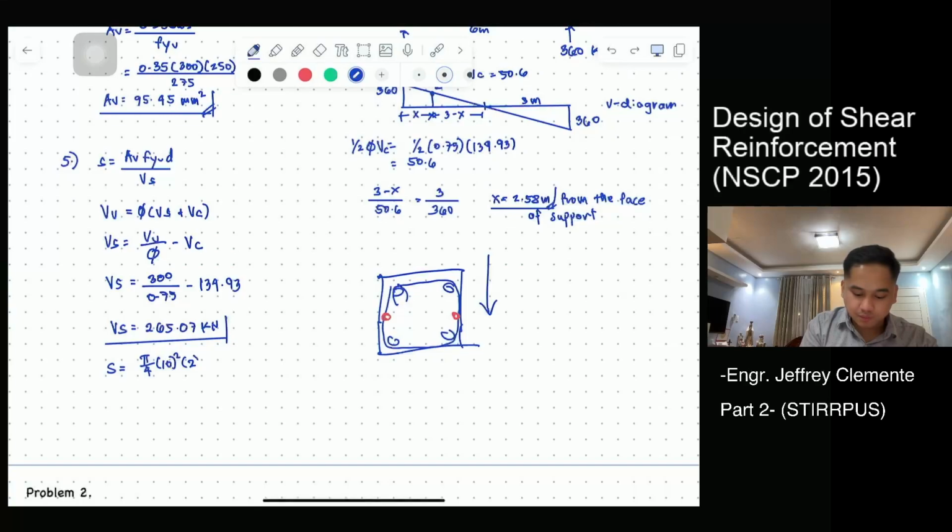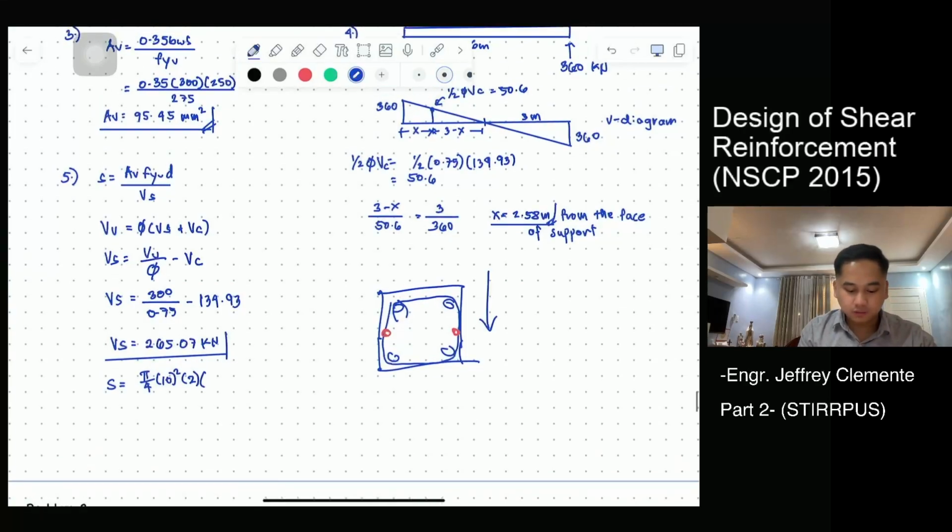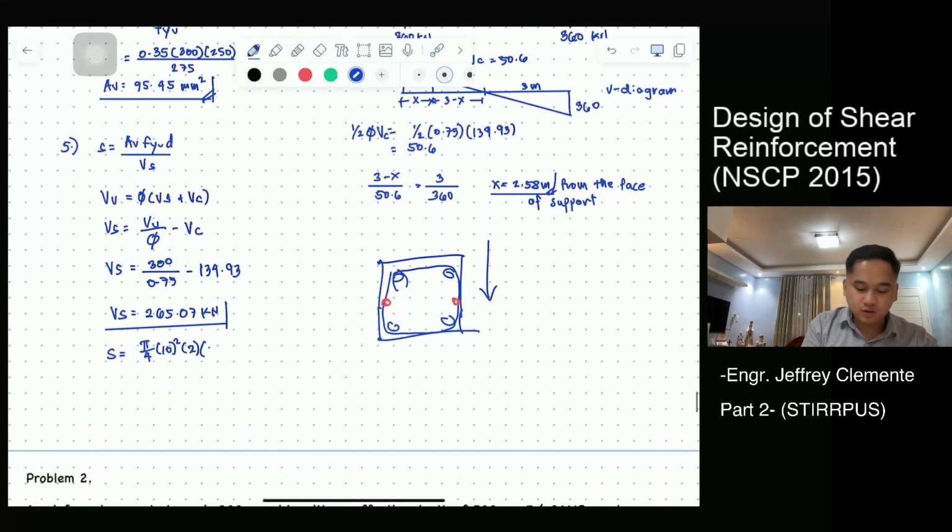Ito, may times 2. Now, you have to multiply it to what? FYV. Ang FYV is 275. Ang D is 500. Ang VS is yan. Nasolve na natin. 265.07. But for the sake of unit consistency, you have to multiply it by 10 raised to 3. So spacing will become 81.48 mm.